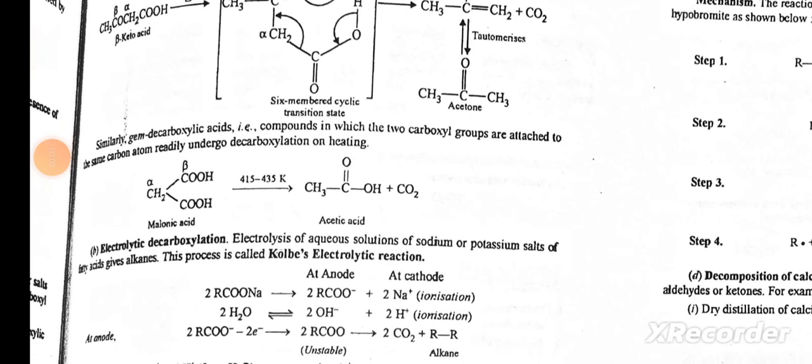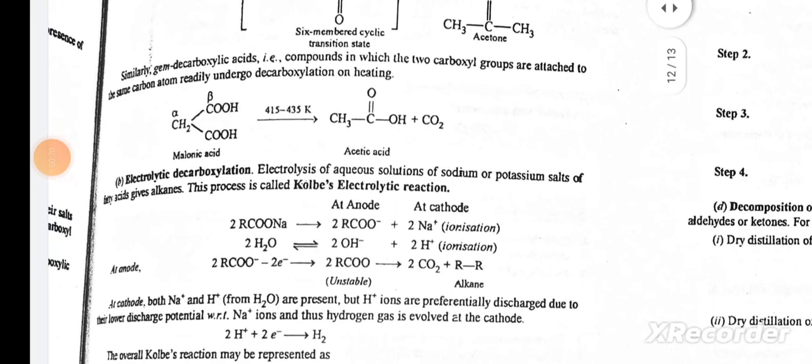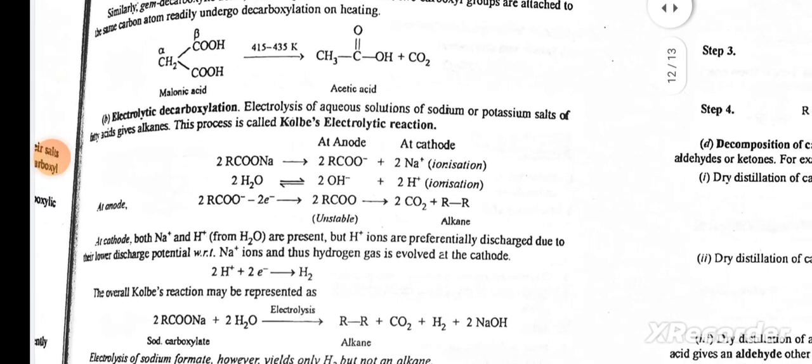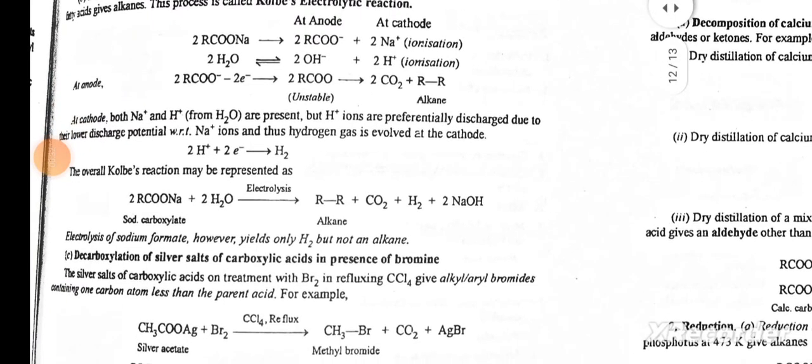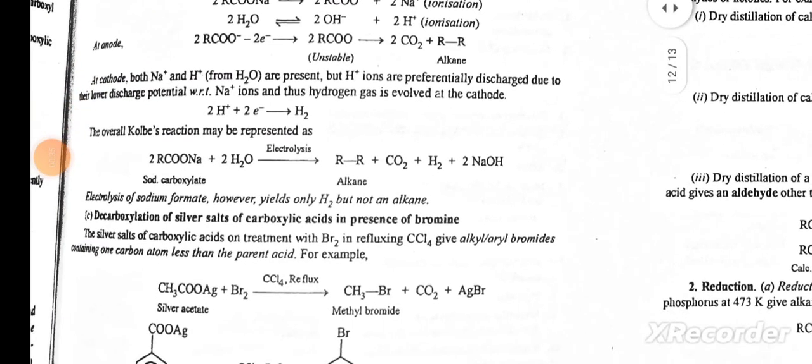Similarly, gem-dicarboxylic acids, that is, compounds in which the two carboxyl groups are attached to the same carbon atom, readily undergo decarboxylation on heating. Malonic acid, acetic acid. Electrolytic decarboxylation: electrolysis of aqueous solutions of sodium or potassium salts of acids gives alkanes. This process is called Kolbe's electrolytic reaction. At anode, at cathode. At anode, unstable alkane.